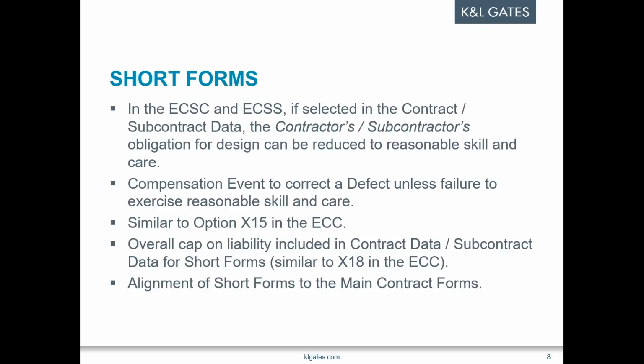And these all apply to lots of the different forms, but I'm just using these as some of the main examples here. It would take us quite a long time, and I would definitely send you to sleep, to give you all of the amendments that are listed out in that table. So the first one is in relation to design and design liability. Now they're giving the option in either the contract data or subcontract data, as applicable, to reduce the liability for design to reasonable skill and care.